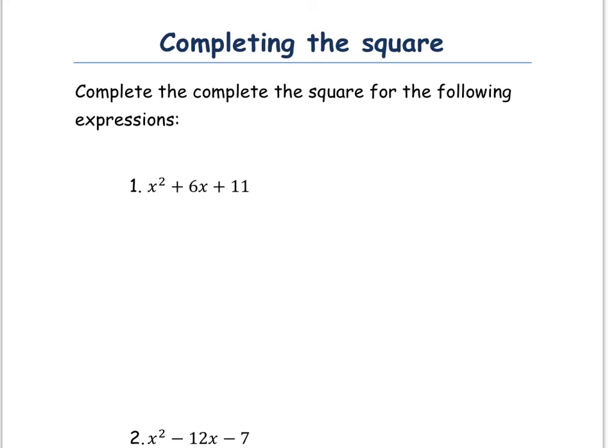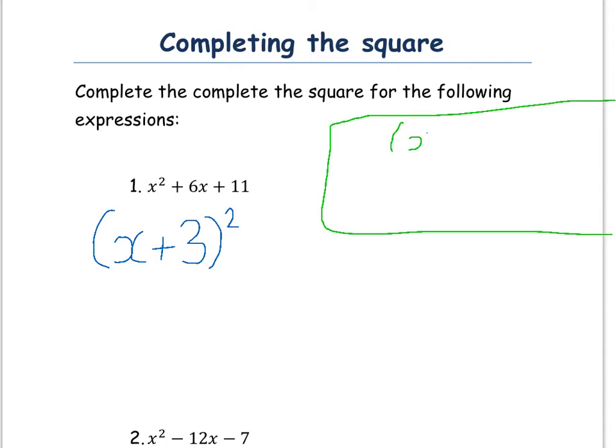The really important thing to look at is this 6x. What we do is we half this 6x to make it 3. So we go x plus 3 squared. Now we're just going to look at what would happen if I expanded that. It'd be x plus 3 times x plus 3, which if you expand that, you get x squared plus 6x plus 9.